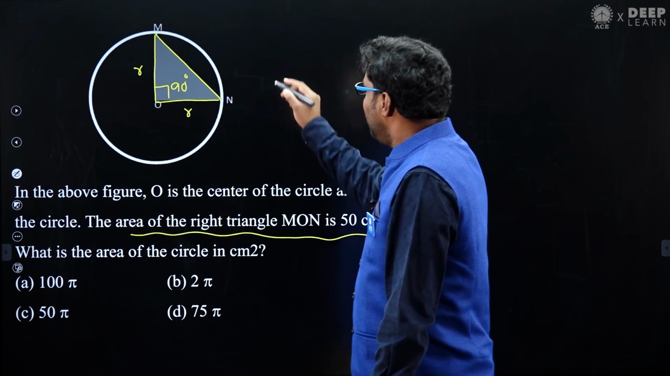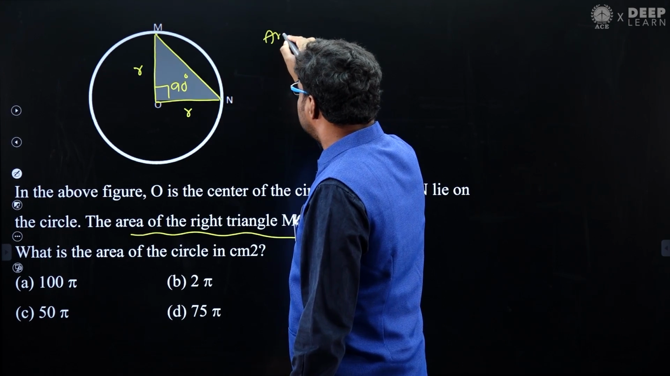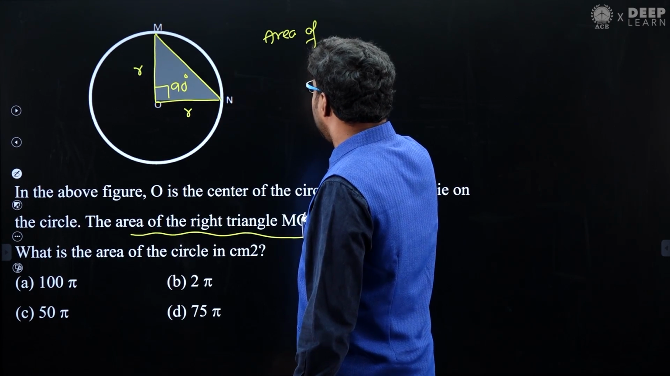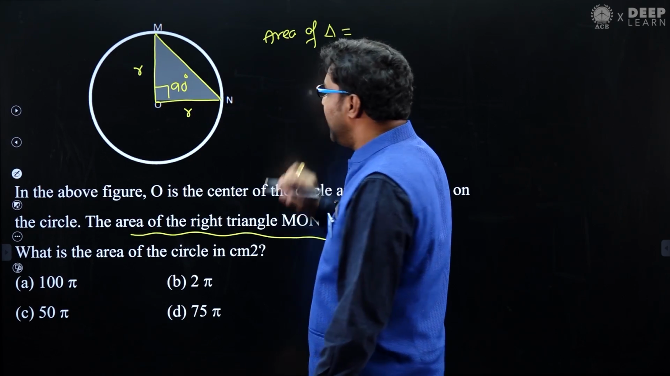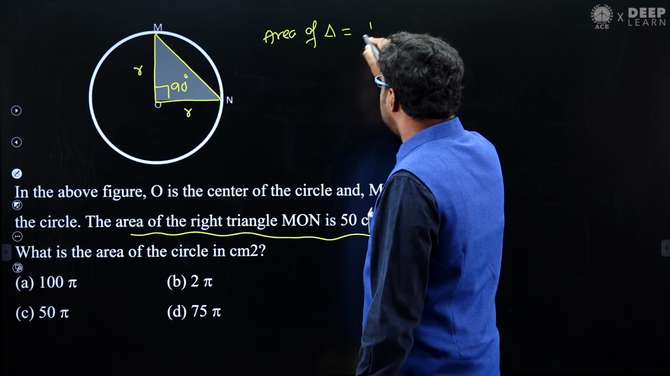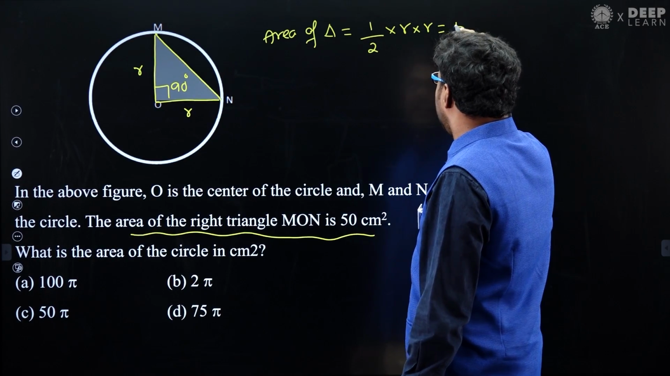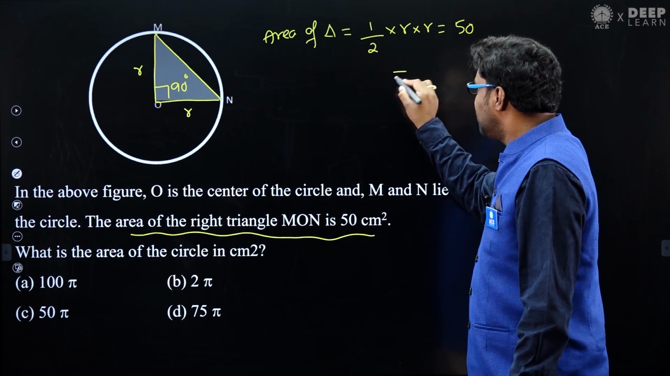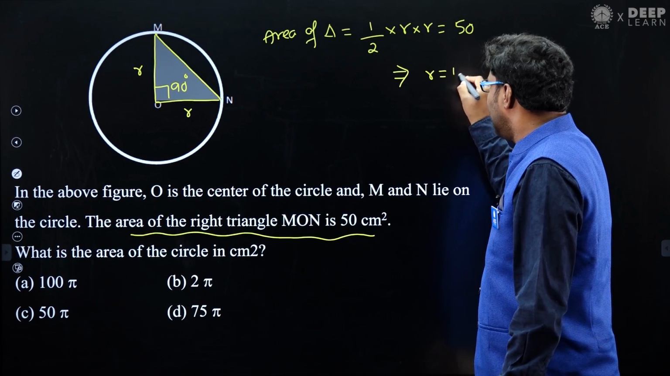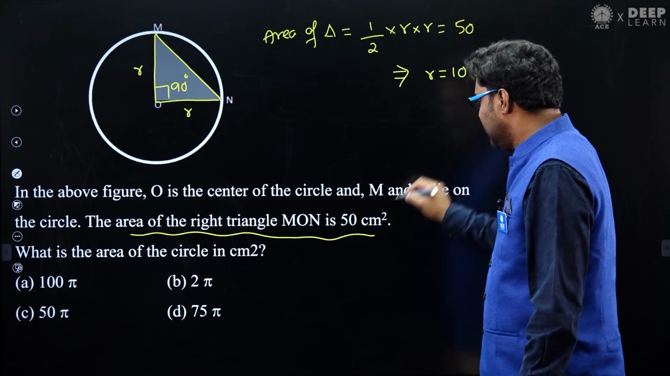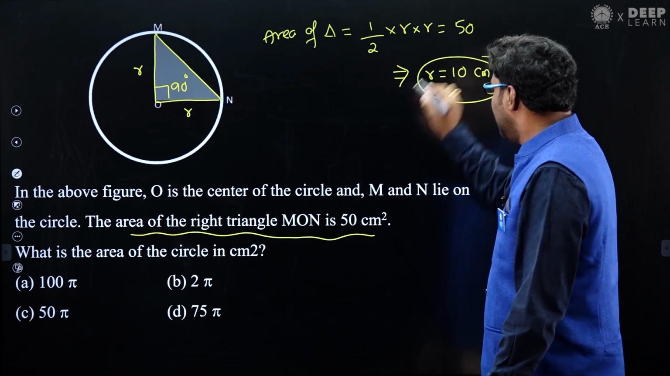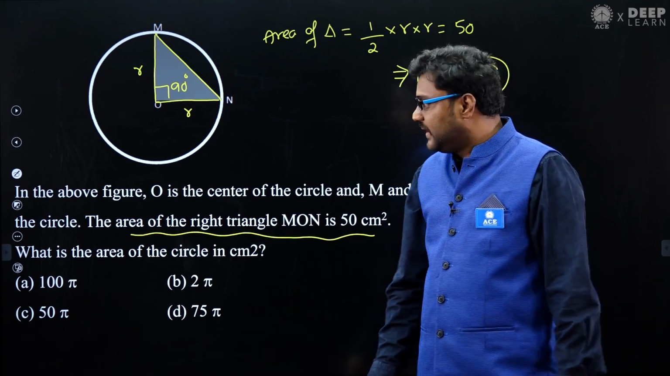Okay, we know the area of a triangle, for a right angle triangle, is half into base into height. So base is radius, height is also radius, and that is 50 as per the question. Now from this we can say R is nothing but 10 centimeters, because centimeter square here we can take. R is equal to 10 centimeters.